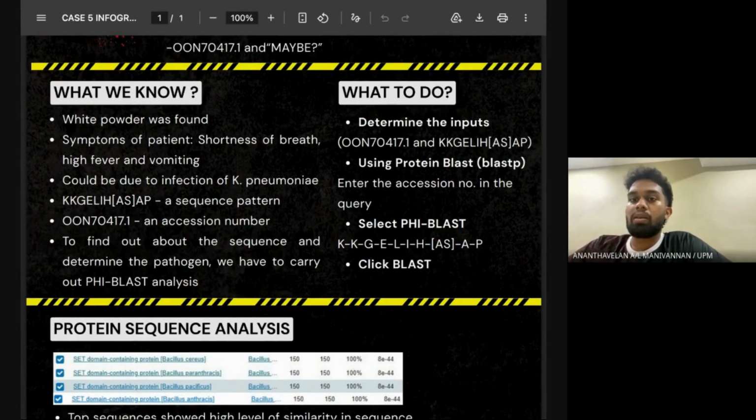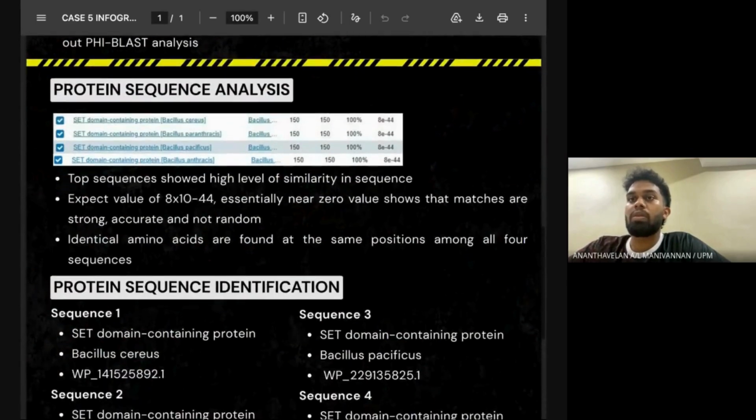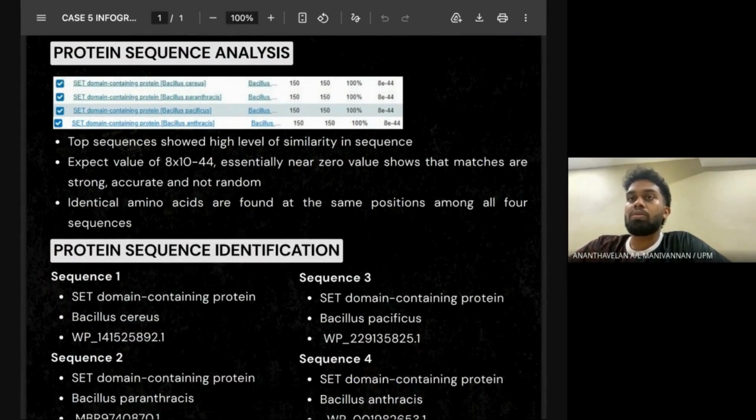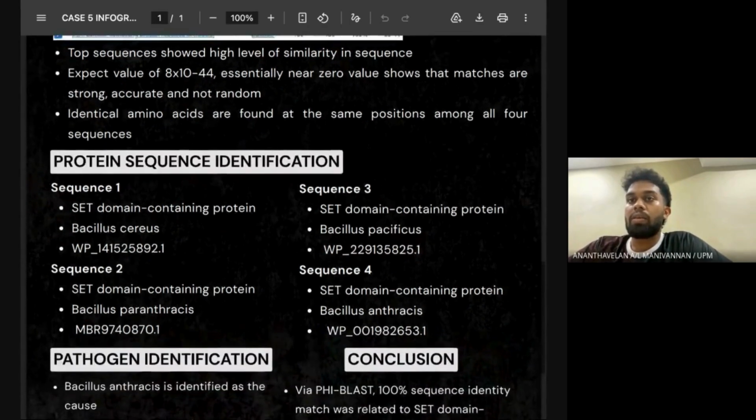Right. Next, let's move on to the results that we obtained from protein sequence analysis. From the protein sequence analysis, we received the top 4 sequences that showed a very high level of similarity, where the expect value is near zero, meaning that the matches are strong, accurate, and did not happen randomly. The identical amino acids are also found in the same position among all 4 sequences. So now let's look at the 4 sequences to identify them.